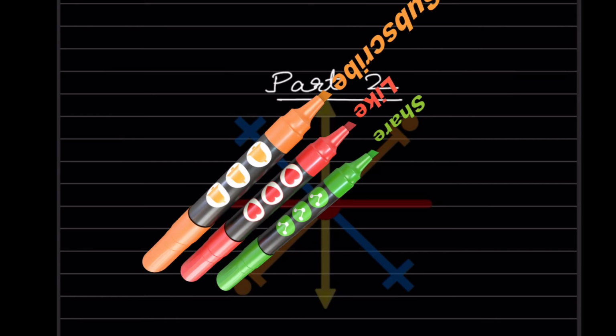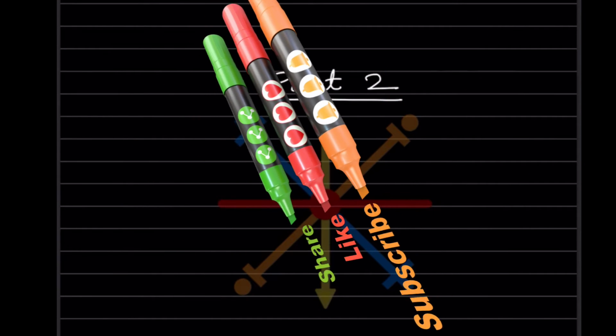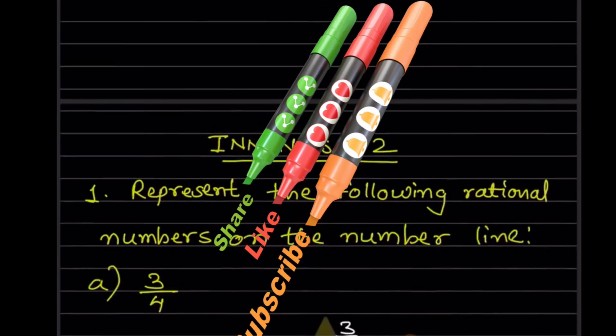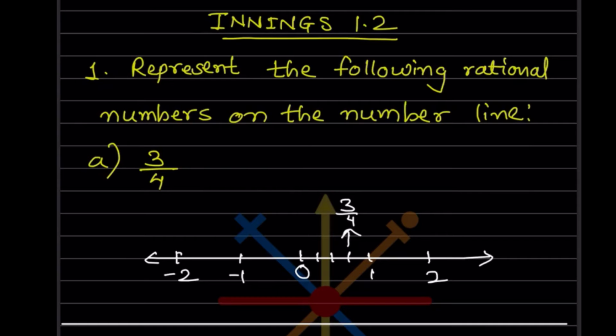So today we are going to do part 2 of the same topic, that is rational numbers. Here we are going to do exercise 1.2. We have to represent the following rational numbers on the number line. So this is 3 by 4. So 3 by 4 means, now these are the rational numbers given.